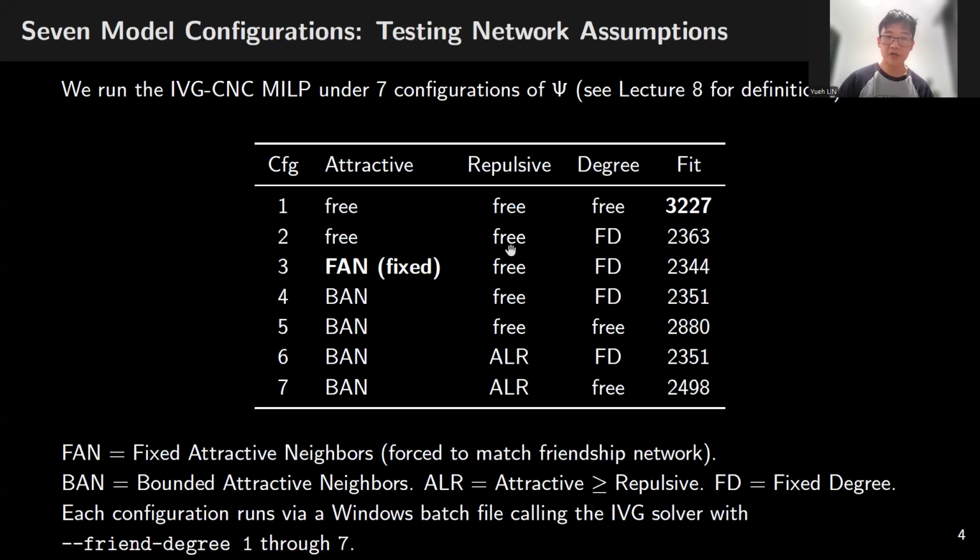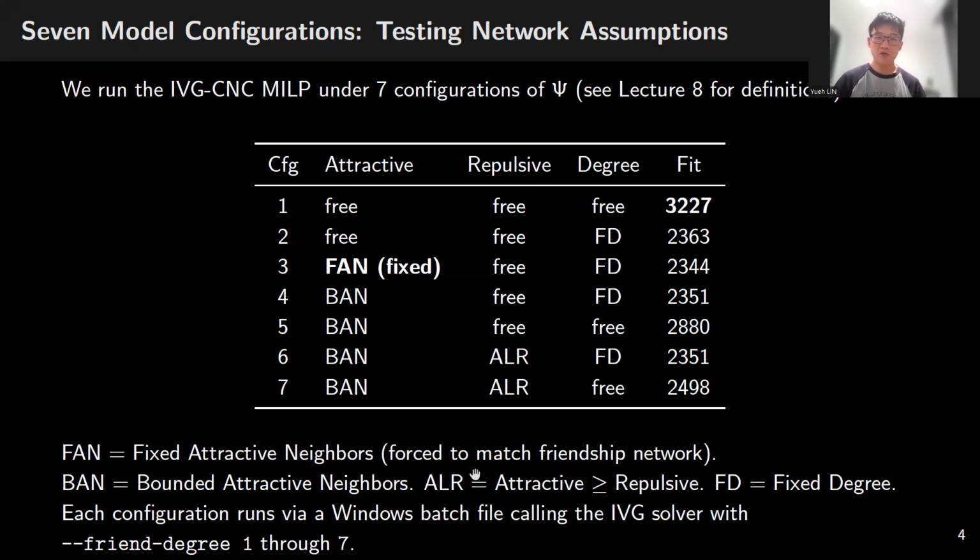For configuration 2, there is one more constraint. It's called fixed degree, FD for fixed degree constraint, meaning that each student's number of attractive neighbors is fixed to match their observed friendship degree. So a kind of extra constraint on how many friends each individual has based on the data. We can see how much it recovers the original data set.